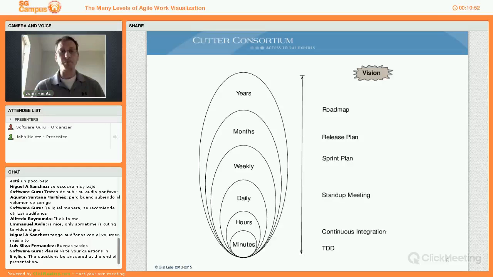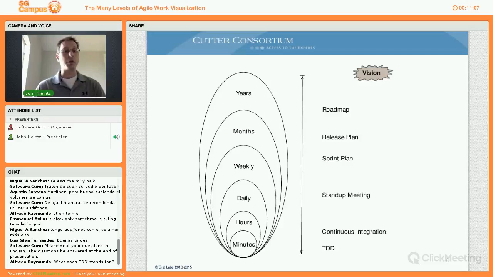At the very bottom of this scale are things like the stand-up meeting and continuous integration and test-driven development. Above these, we get to the weekly sprint plan. The sprint plan is where the teams are often working. The team's Agile board is often used in this context. At the multiple months, we can talk about release plans, we can talk about programs and projects or epics tracking to completion. Beyond that, we can talk about roadmaps and where the organization is going and will be in 1 or 2 or 3 years.